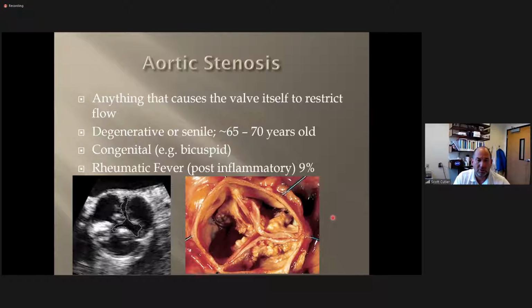Okay, so aortic stenosis then is the idea of restricting. So we've already talked about stenosis from an arterial standpoint, same concept, it's just now on a valvular structure. So this is anything that causes the valve itself to restrict flow. We have degenerative or senile. So that degenerative process, again, is just a natural breakdown process over time.